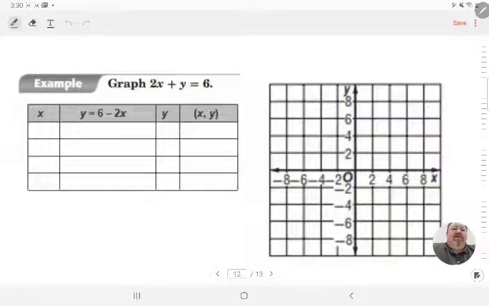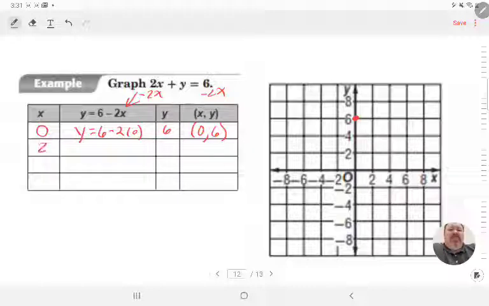All right, so this says graph 2x plus y equals 6. Well, I can subtract 2x from both sides, and I end up with y equals 6 minus 2x. Then I can pick some x's and solve and graph. So I could pick, let's start with 0. So y equals 6 minus 2 times 0, which would be 6. So I have 0, 6. So 0, 6 would be right here.